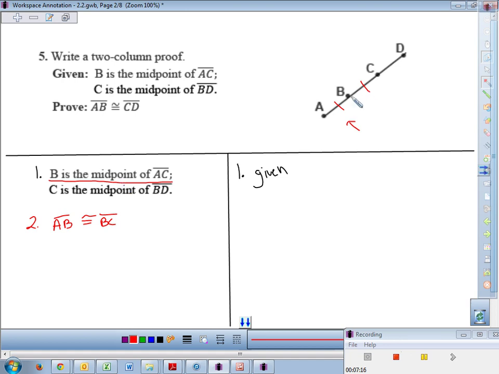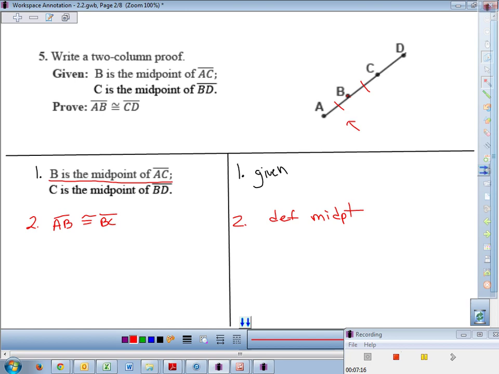Isn't that why we put the tick marks on it in the first place? They said, hey, B is the midpoint. You're like, oh, well, this should be the same as that, correct? Isn't that exactly what it means to be a midpoint? So what's our justification for that? Straight up definition of midpoint. And here's how you can abbreviate it if you want to: MIDPT. Definition of midpoint. And when you were writing stuff down at the given, you could always abbreviate that in there too, MIDPT, if you wanted to. Is that cool with you?